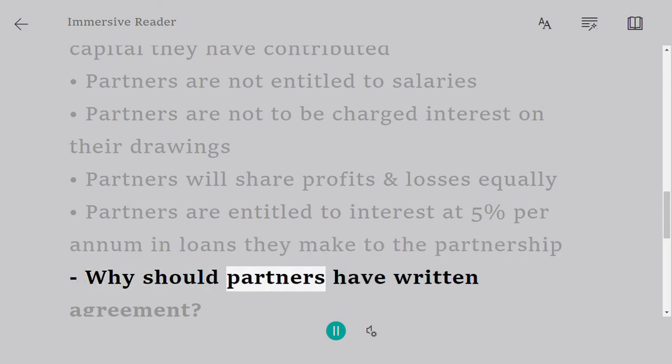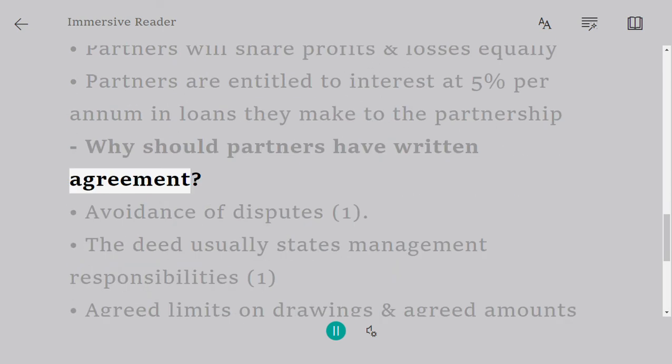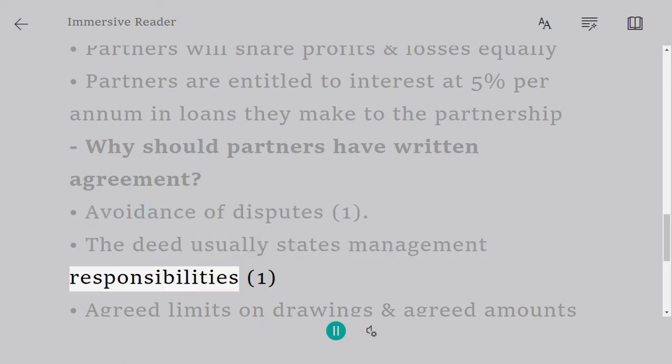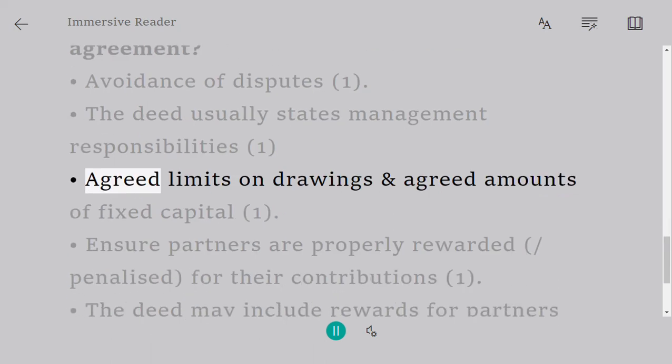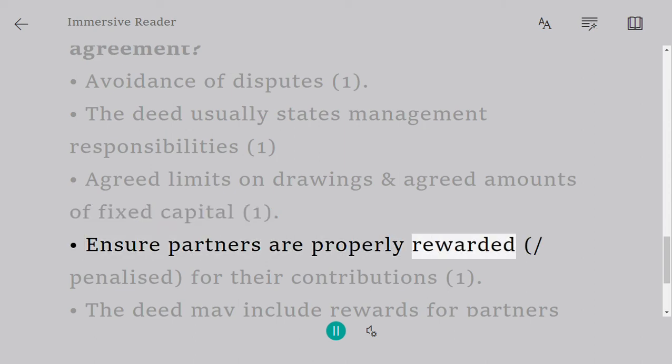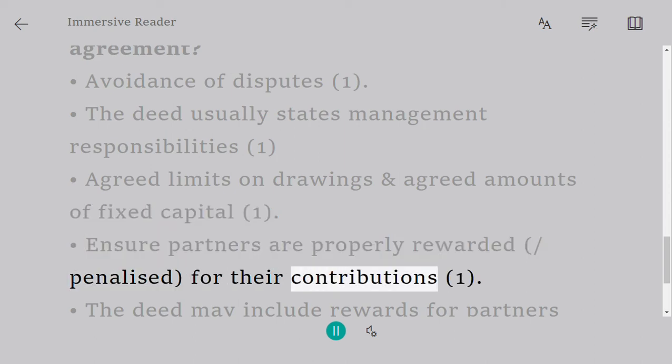Why should partners have a written agreement? Avoidance of disputes. 1. The deed usually states management responsibilities. 2. Agreed limits on drawings and agreed amounts of fixed capital. 3. Ensure partners are properly rewarded or penalized for their contributions.